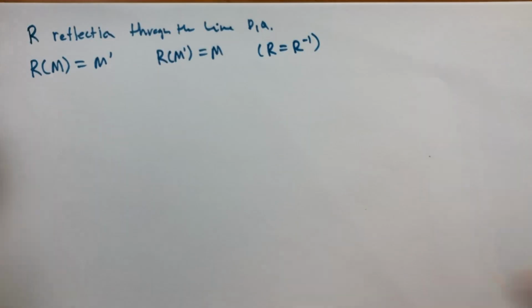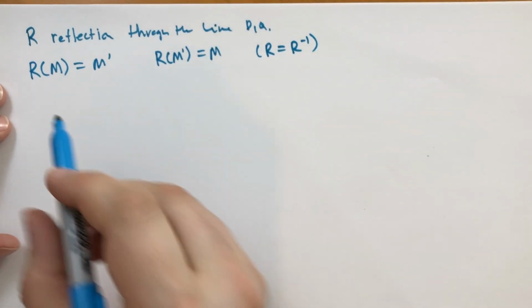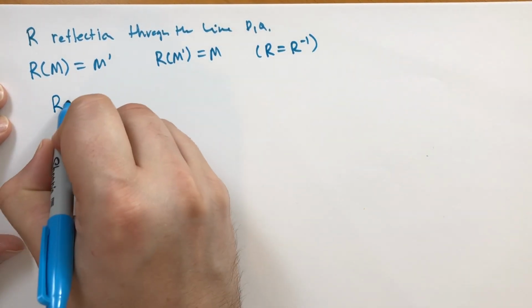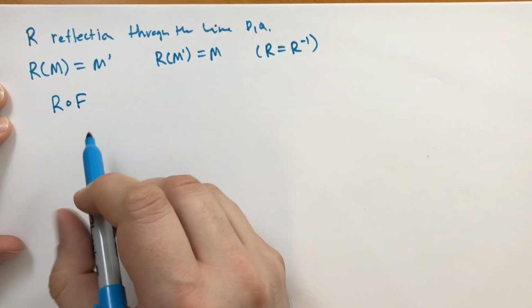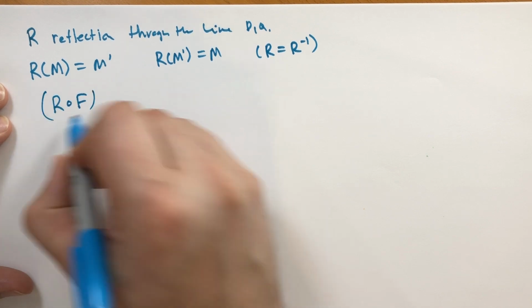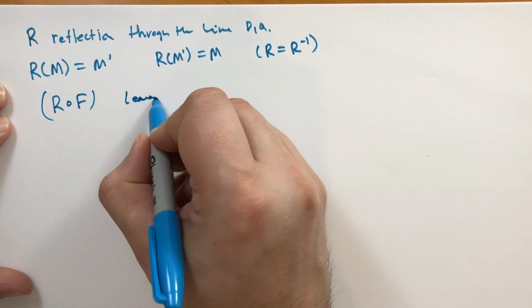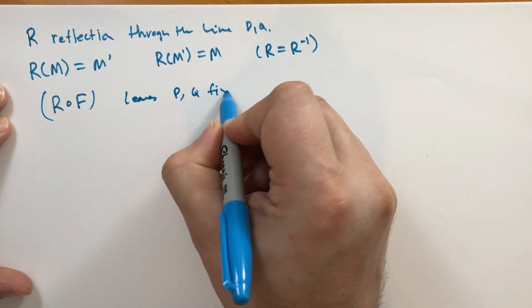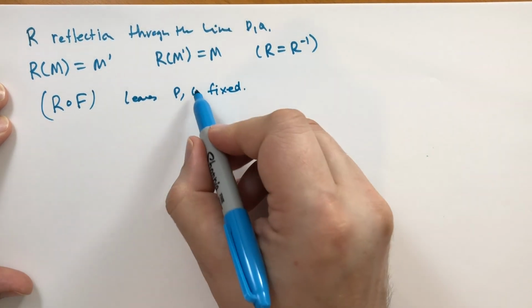So suppose that we had another isometry, so we have R composed with some other isometry. This also leaves PQ fixed. So R composed with F leaves PQ fixed. Okay, so this is another possible solution.